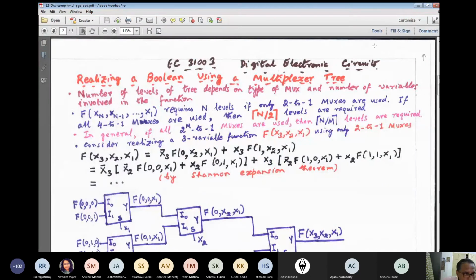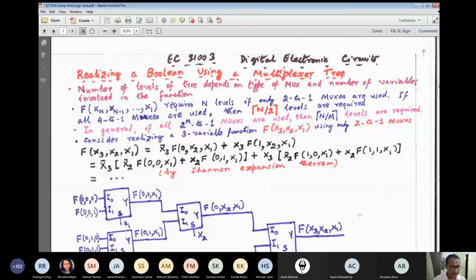This is regarding realizing a Boolean function using a multiplexer tree. That means any Boolean function can be implemented by employing a tree of multiplexers. Tree means what? At each of the nodes of the tree, there will be a multiplexer of appropriate size. By multiplexer tree, I mean a tree-like structure.